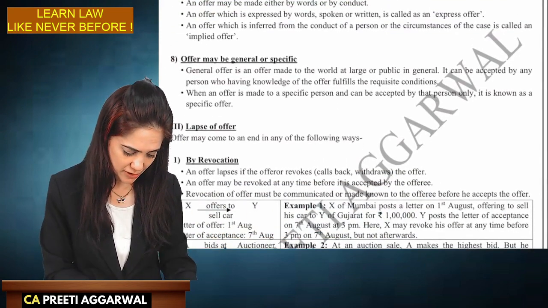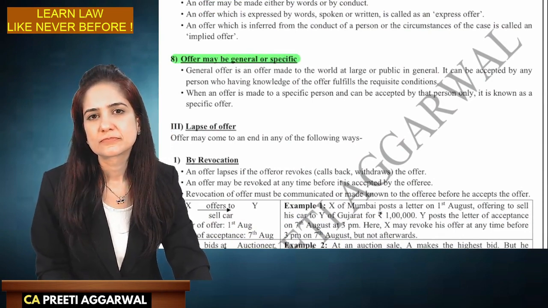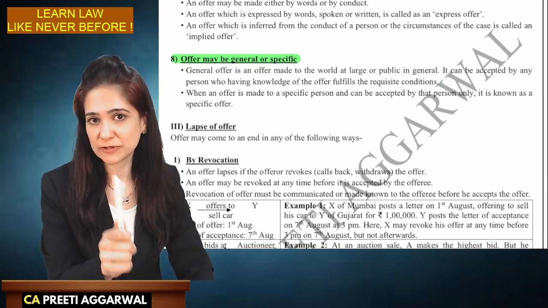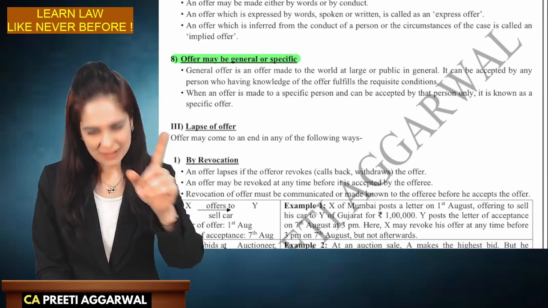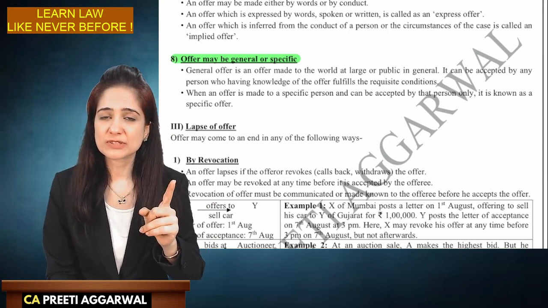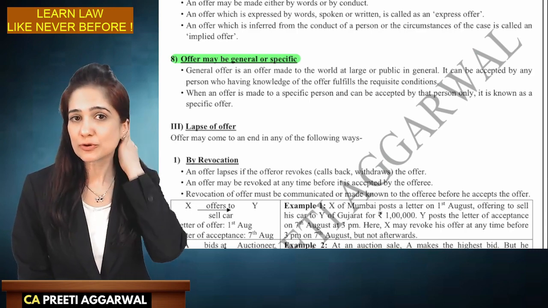Offer may be general, offer may be specific. Who can accept a general offer? Anyone who has knowledge of the offer. Who can accept a specific offer? The person to whom the offer is given. A specific offer can be accepted by that specific person only to whom the offer is given.